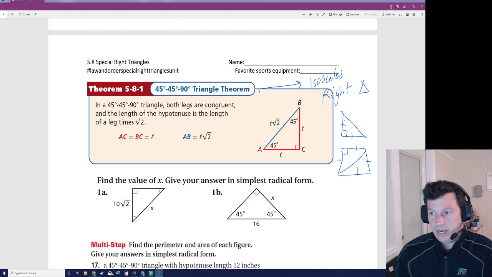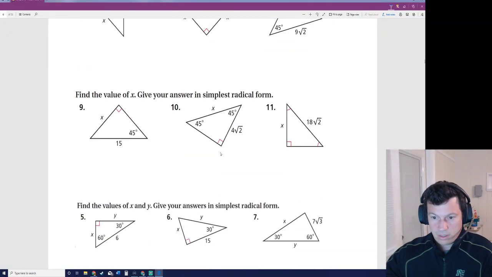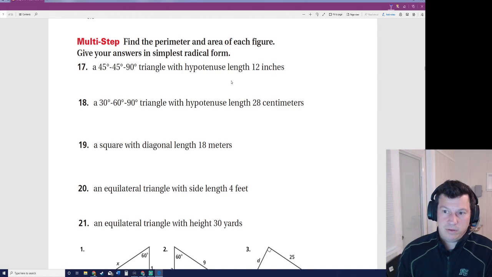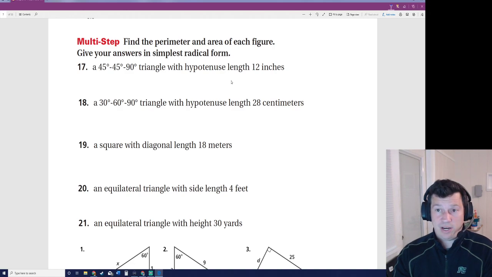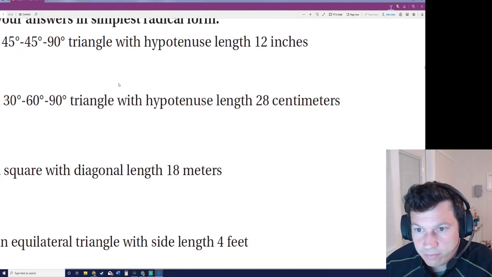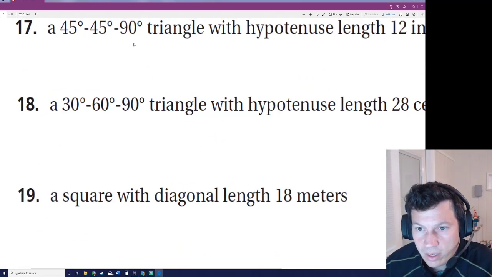And so that would be a job where, let's just do this one. I said, hey, find the perimeter and area of each figure. So this is a 45, 45, 90 triangle with a hypotenuse length of 12. It could have said an isosceles right triangle with a hypotenuse of 12. That would be the same thing. But we're trying to find the perimeter and area. We didn't give a whole ton of room to you here. Just zoom in on your paper and you should have plenty of room.